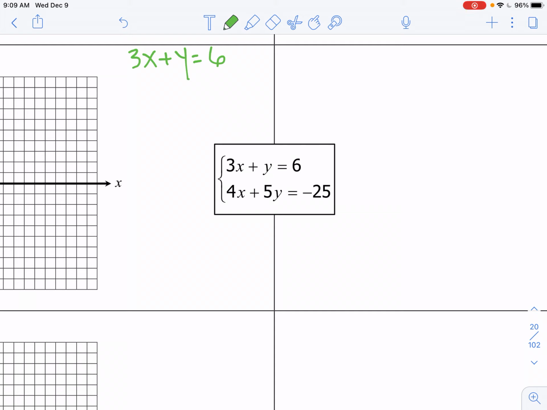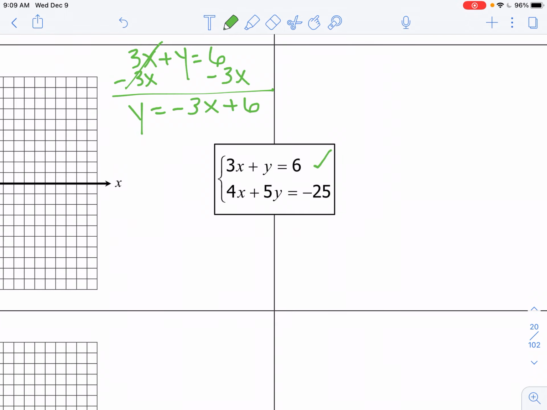I need to get y by itself, so I'm going to subtract 3x to the other side. Now I just keep my x terms separate. And now I'm in slope-intercept form. I didn't have to do anything else. I don't have a coefficient of y that I'm dividing out. So I'm done on that one. So this one is good. Put a little check mark there.